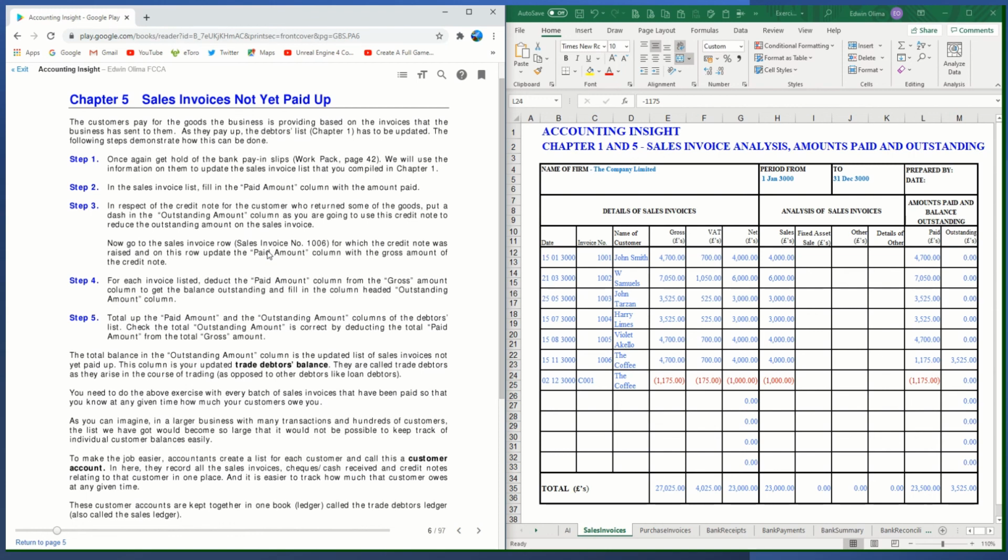Thank you for listening. In the next chapter, we'll be talking about purchase invoices. So we'll be doing a similar thing with purchase invoices, but in this case, we are paying the suppliers, and we need to update our suppliers' accounts to see who is yet to be paid.